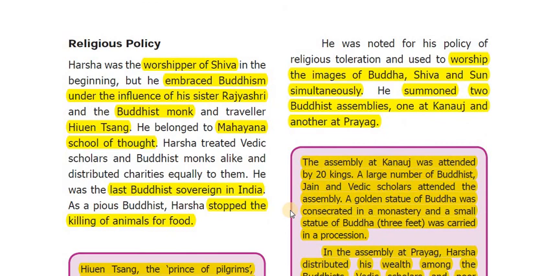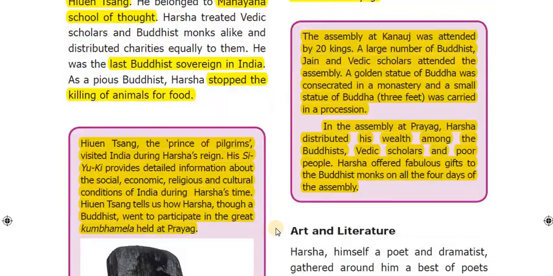Religious policy. Harsha was a worshipper of Shiva in the beginning, but he embraced Buddhism under the influence of his sister Rajyasri and the Buddhist monk and traveler Huen Tsang. He belonged to the Mahayana school of thought. Harsha treated Vedic scholars and Buddhist monks alike and distributed charities equally to them. He was the last Buddhist sovereign in India. As a pious Buddhist, Harsha stopped the killing of animals for food.